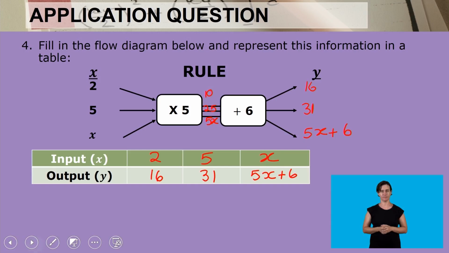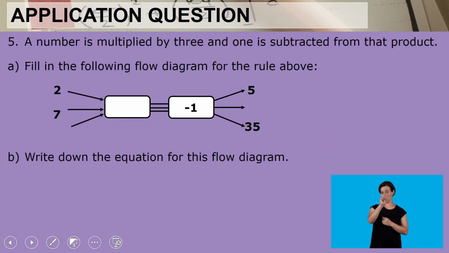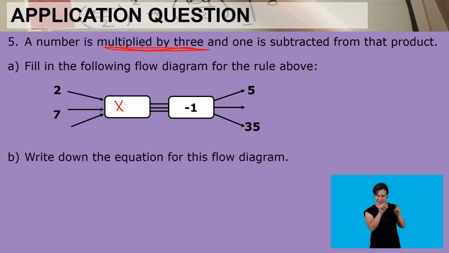Looking at our last question there, it says a number is multiplied by 3 and 1 is subtracted from the product. So we are going to fill in that flow diagram from the rule above. So this is indicating us moving from that word representation to a flow diagram. So we can see that we've been told that a number is multiplied by 3. So that is the missing part of our formula. We are multiplying by that 3.